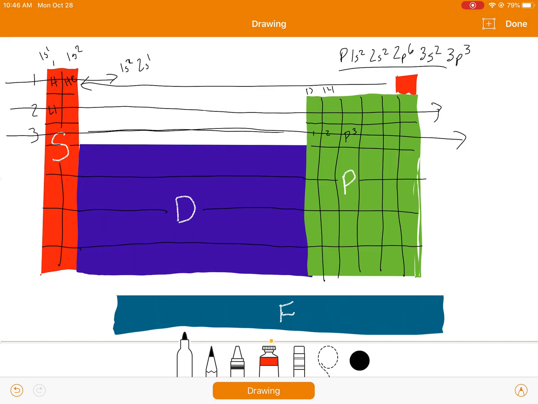If you drew out that diagonal thing that I drew out last video, you'll find that it's the exact same order, and the periodic table is actually arranged in the proper filling order if you know the blocks. So that will help you know when to introduce the D's and the P's and so on and so forth. So hopefully that is a helpful tool for you.